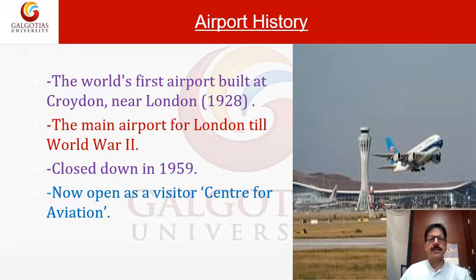Now let's see the airport history. The first airport was built in 1928 in London at Croydon, and this was the main airport for London till World War II. It closed down in 1959 because it was smaller in nature and basic facilities were not available. But today also it is maintained as a center of aviation, as a museum. People go and visit this place to know how airport facilities have improved from basic facilities to a modern sophisticated environment.